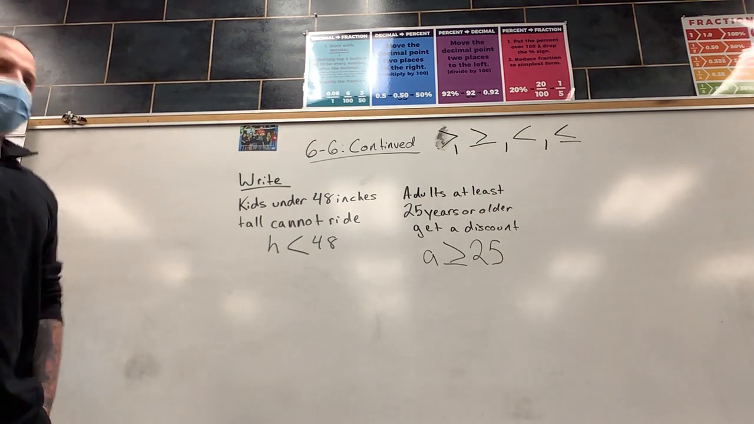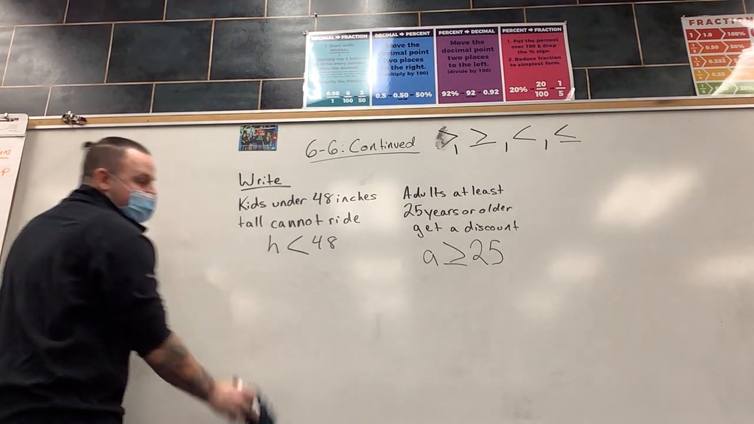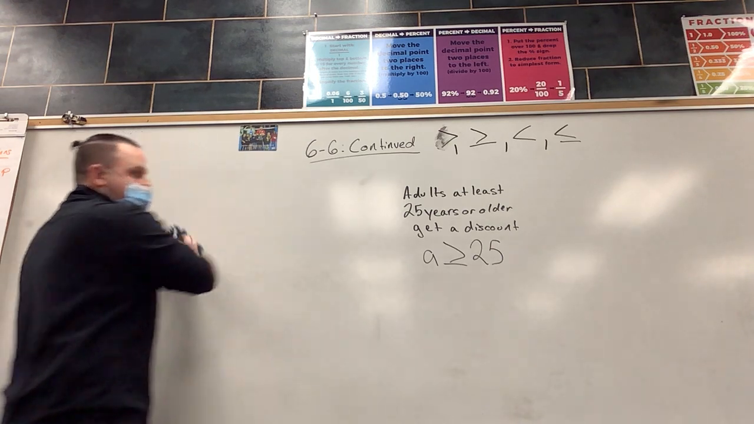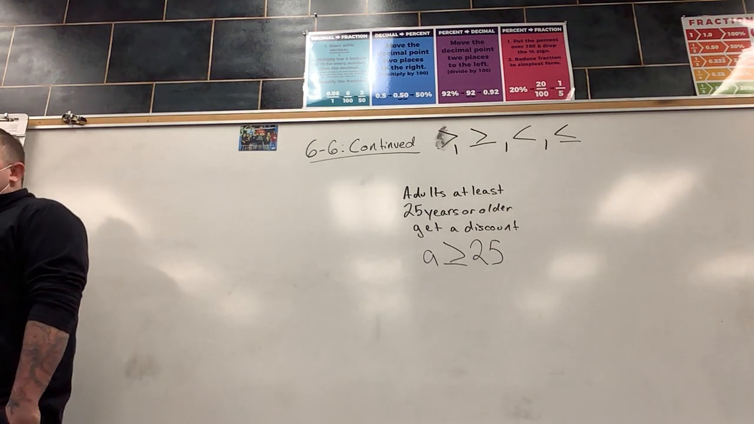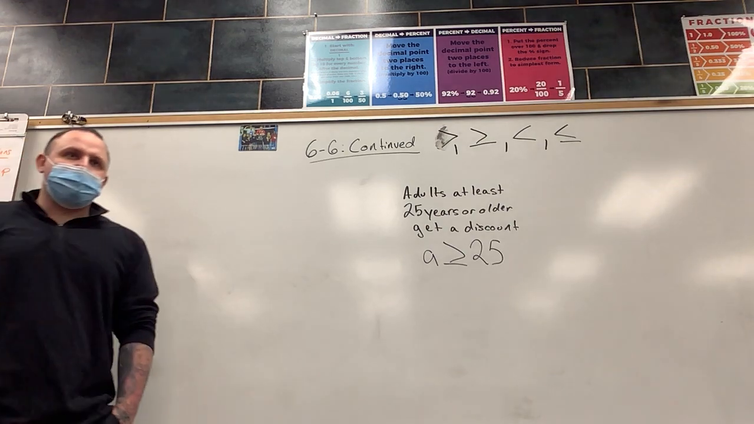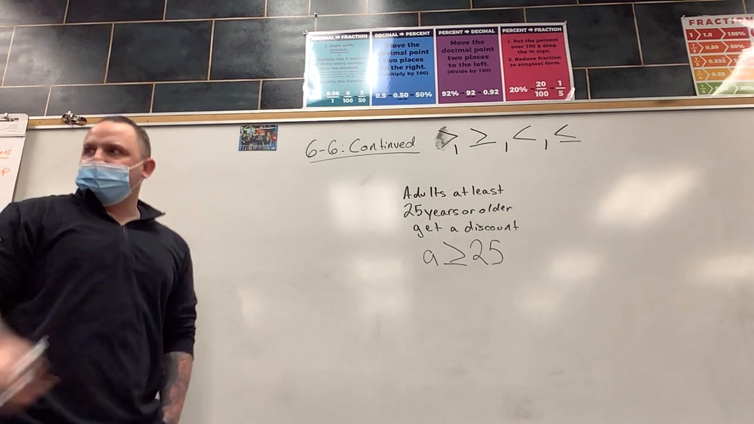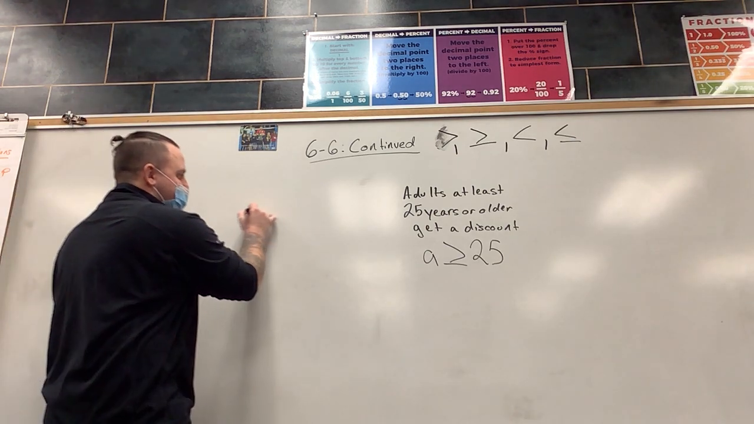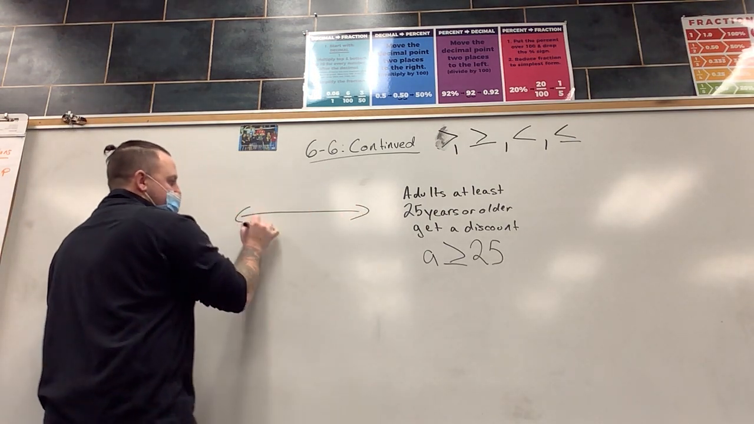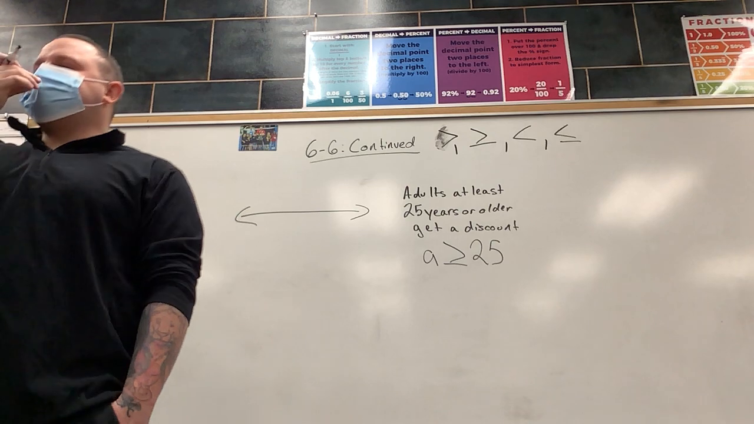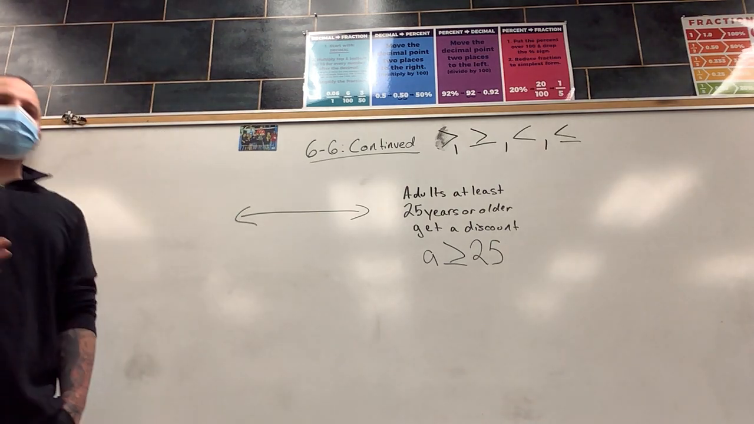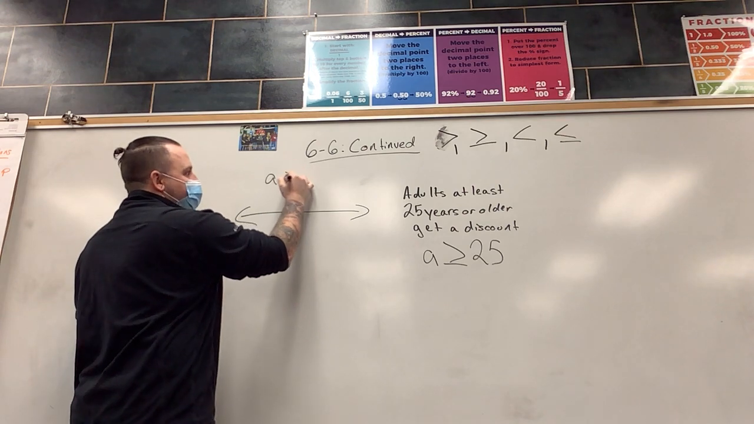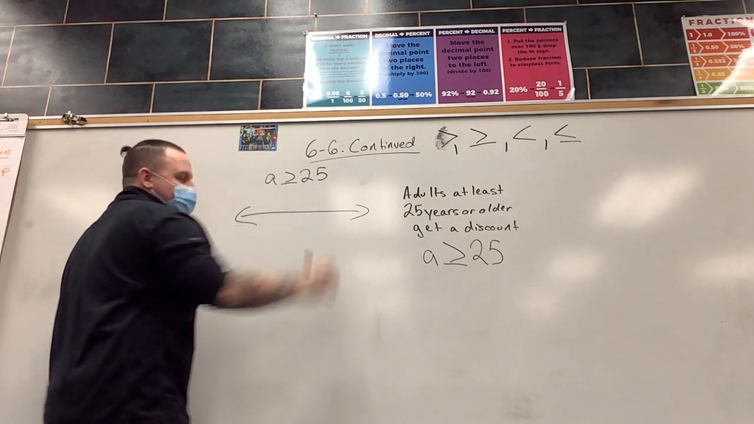Okay, so yesterday we focused on the writing aspect of that, okay? And then we moved on to what? Writing, solving. No, we didn't do solving yet. What did we do? Graphing. You should know, it's in your notebook, right? We moved on to graphing, so let's go ahead and jump into graphing. We're going to take this same inequality right here. The same A is greater than or equal to 25, right?